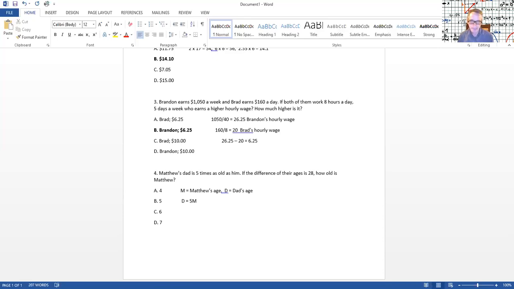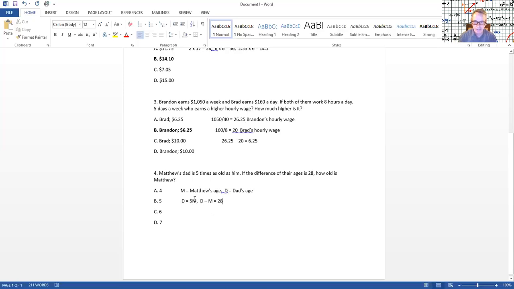We know that. What else do we know? We know the difference of their ages, D minus M, is 28, okay? So those are 2 things we know based on what they're telling us. So I translated that English into these 2 mathematical equations, okay? So how do I solve it, okay? So I notice I want to solve for Matthew, okay? So I can substitute dad's age for 5 times Matthew's age.